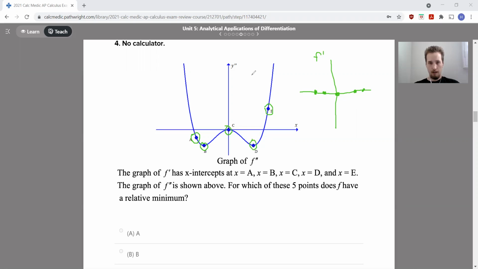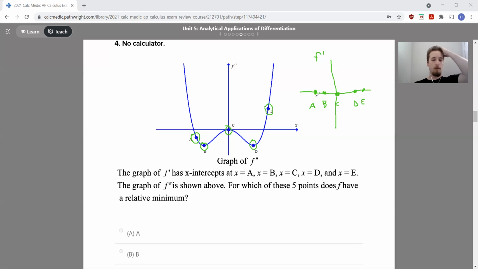Right? This is the integral of this double prime here, right? It's where this is A right here, B, because this is what the problem gives us. The graph of f prime has x-intercepts at each of these points. For which of these 5 points does f have a relative minimum?